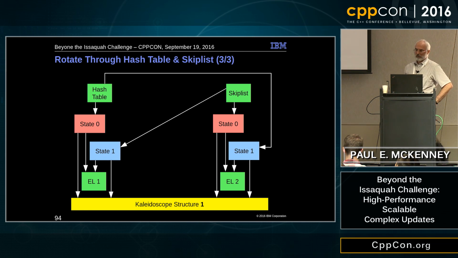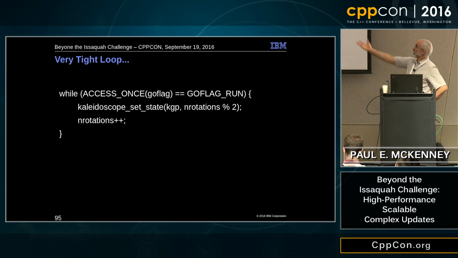Now, the loop to do this is kind of straightforward, right? While you're supposed to keep running the benchmark, you set your state to the current number of rotations %2, and you increment the number of rotations. And you can do %3 or %4 if you had more of them, whichever it was. And you'd hope you'd get pretty good scalability to that because all you're doing is doing a store release over and over again.